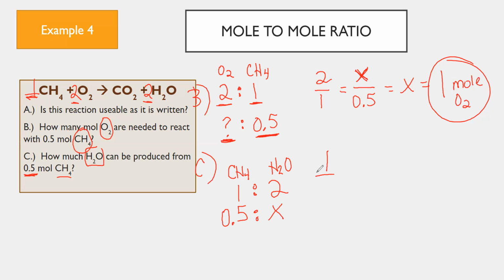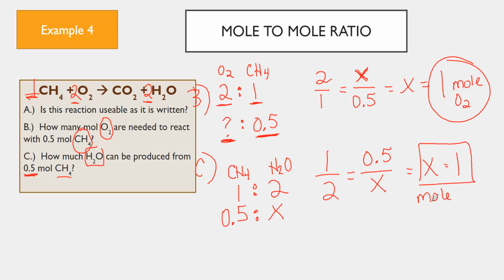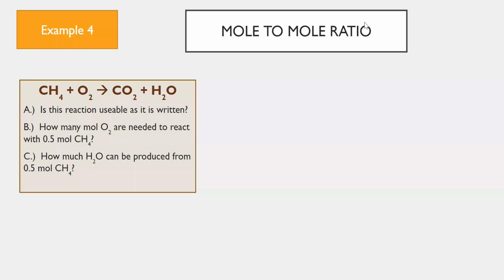All right, so that's 1 over 2, and then we have 0.5 over X. X times 1 is X, and then 2 times 0.5 is 1, so we're only going to get 1 mole of water. Okay, so that's the answer for C. All right, so that was pretty simple. Most of y'all can do that in your head, but I just wanted to walk through the process with you just in case.